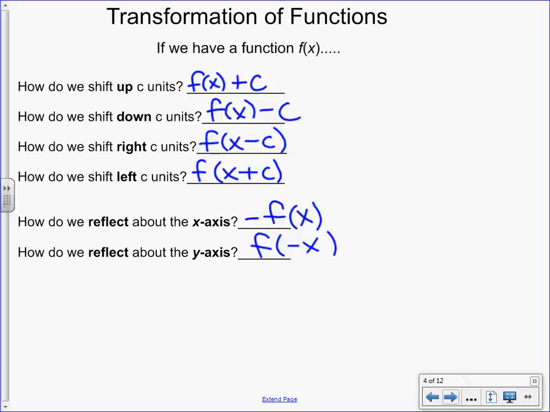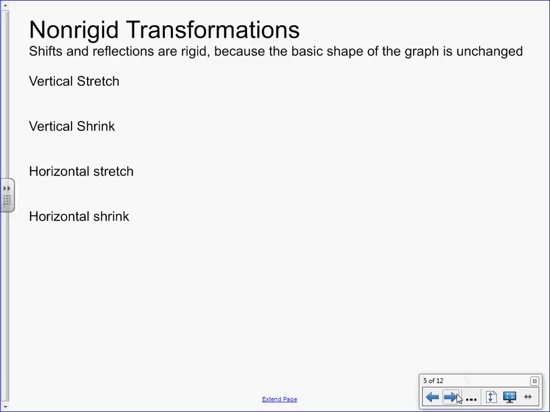Now, we also can distort the shape of our graph. So these are all called rigid transformations because they don't affect what the graph looks like. It just affects where it is. We're going to talk about 4 non-rigid transformations. These are the ones that are going to stretch or shrink our graph, and they make the graph look a little bit different than the parent graph.